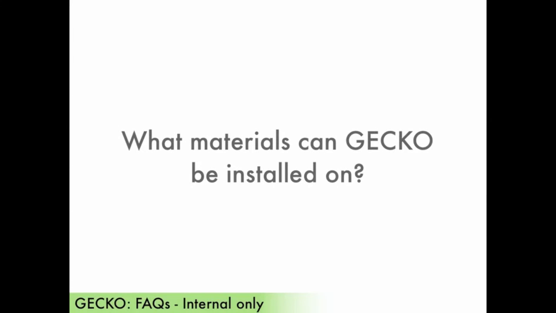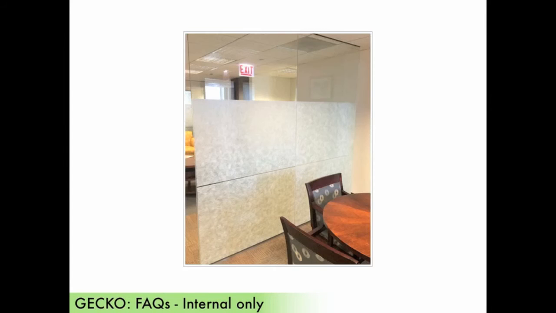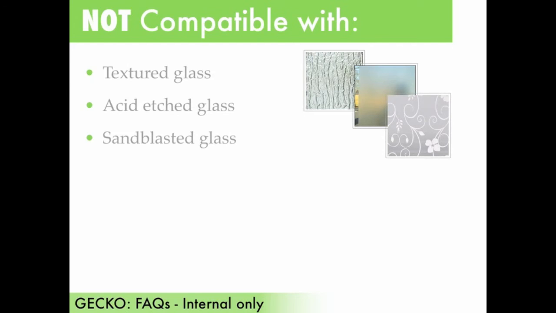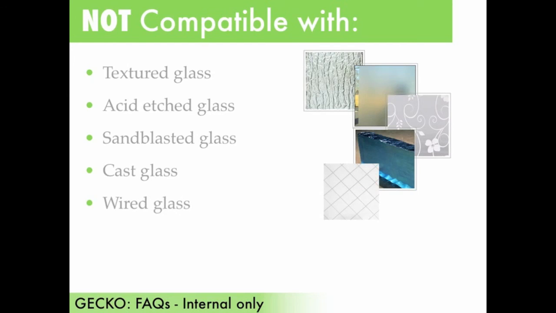What materials can gecko be installed on? Gecko is only designed to be installed on glass. Additionally, certain types of glass are not compatible with gecko. These include textured glass, acid-etched glass, sand-blasted glass, cast glass, wired glass, and wired polished glass.